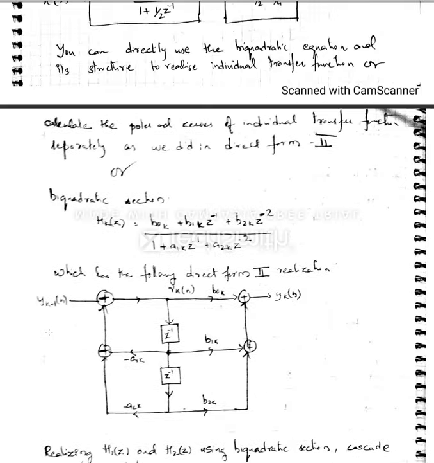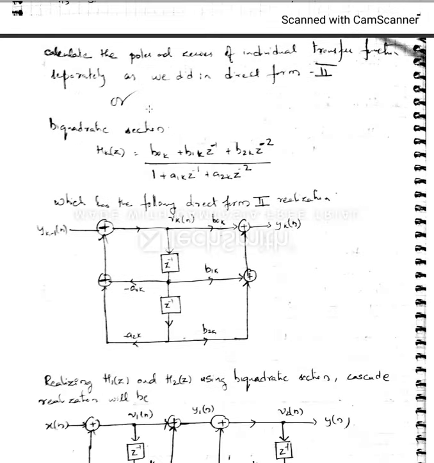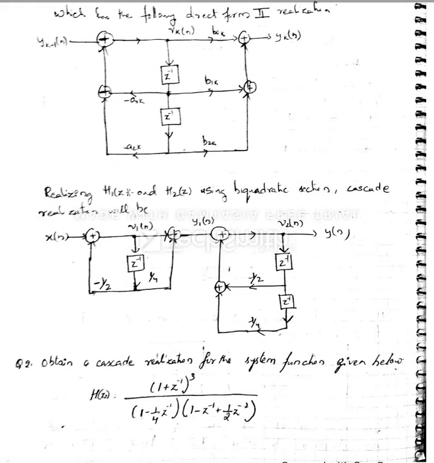Okay, I have just read on here to understand. So our structure, how would it look like? Okay, so H1 of z, (1 + 1/4 z^-1) / (1 + 1/2 z^-1), is our H1 of z. Okay, now where is our H1 of z? Here is our H1 of z.